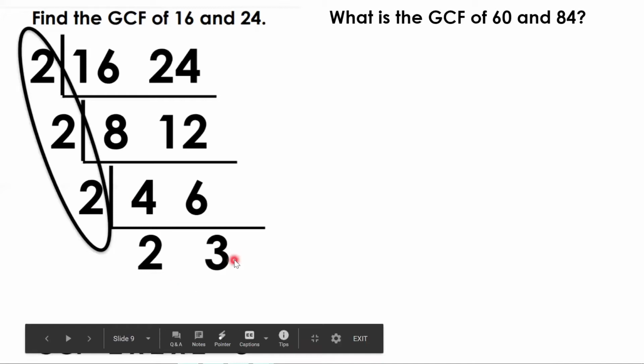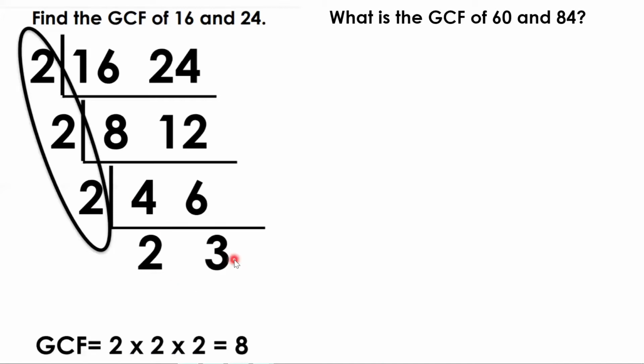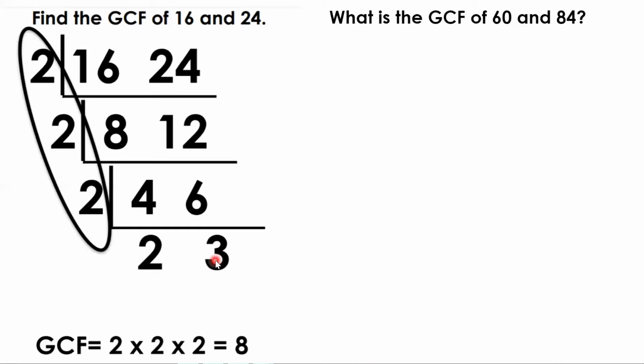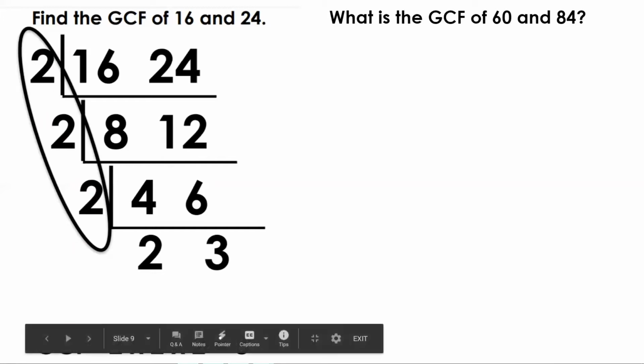Now, 2 and 3, we get to this stage where I can't divide further. The only thing I can divide 2 by is 1 or 2. And the only thing I can divide 3 by is 1 or 3. So they are relatively prime. That means there's no more dividing that is able to happen. So we take the numbers that we divided by. In this case, it was 2, 2, 2. On the outside of the cake, multiply them. 2 times 2 times 2, and get 8. So our greatest common factor of 16 and 24 is 8.